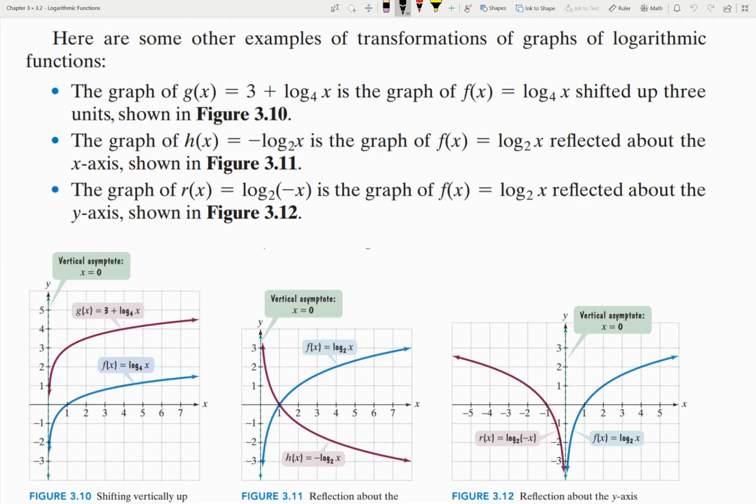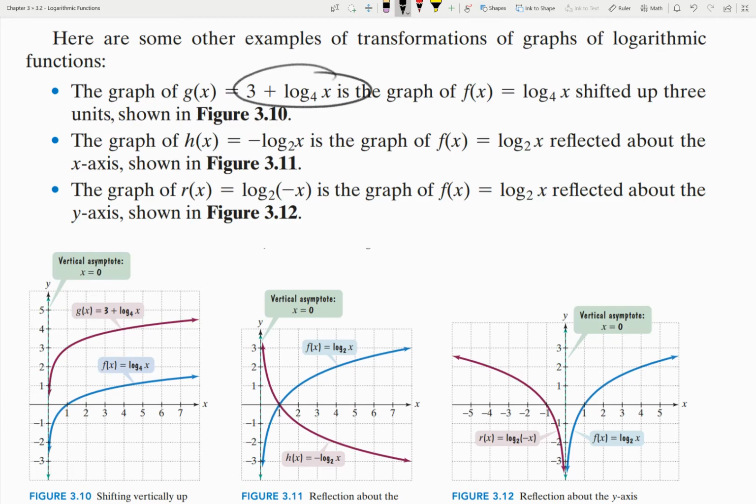So here are a couple more examples of how these transformations work. Again, I would always start graphing a logarithm by first drawing the vertical asymptote and then using points that work well with the inside of the logarithm, that work well with the base of the logarithm in order to graph the rest of the function.